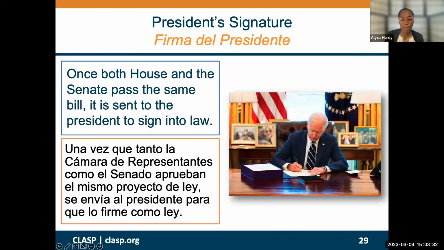Now, the final process is once both the House and the Senate pass the same bill, it is sent to the president to be signed into law. And this means that the new budget is now law.